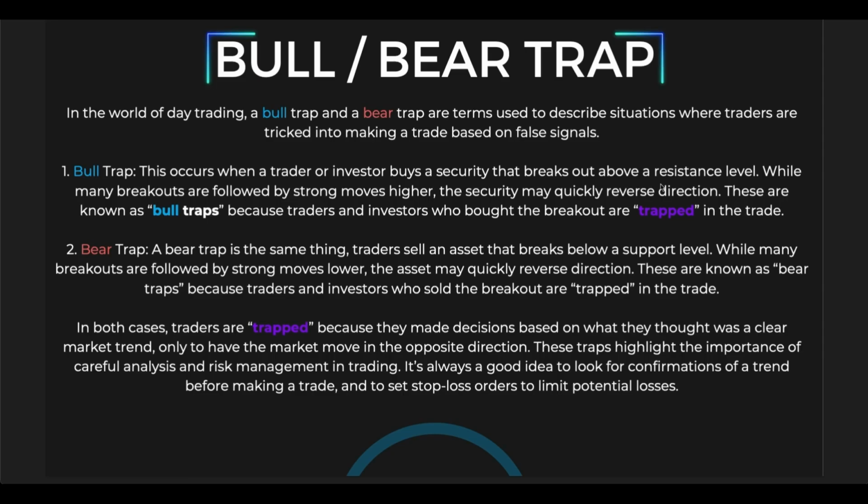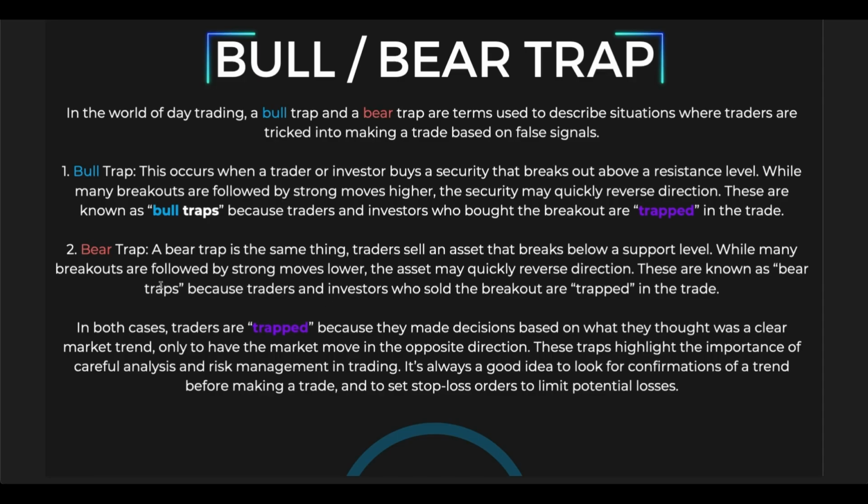that breaks out above a resistance level. While many breakouts are followed by strong moves higher, the security may quickly reverse direction. These are known as bull traps because traders and investors who bought the breakout are trapped in the trade. 2. Bear trap. A bear trap is the same thing. Traders sell an asset that breaks below a support level.